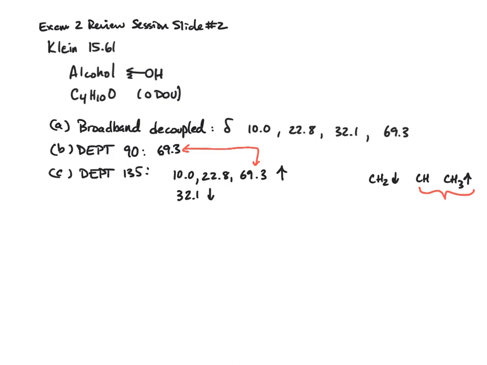Does everyone follow that? Could you go into how the 69.3 is, like how the 90 makes it?